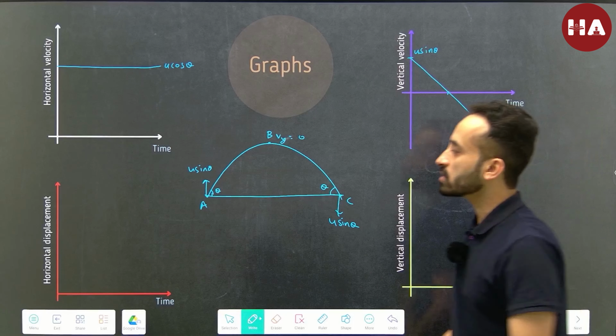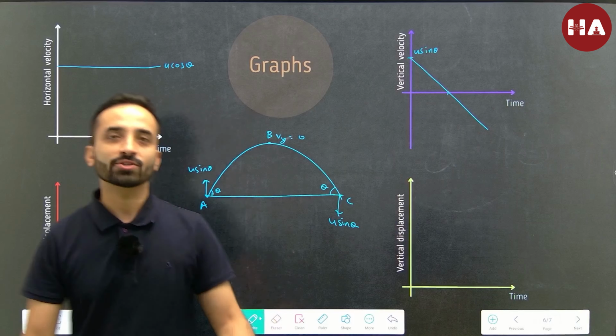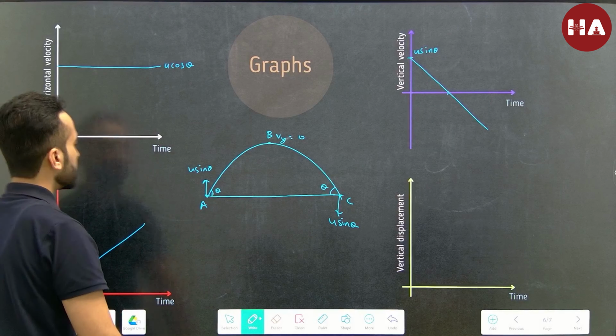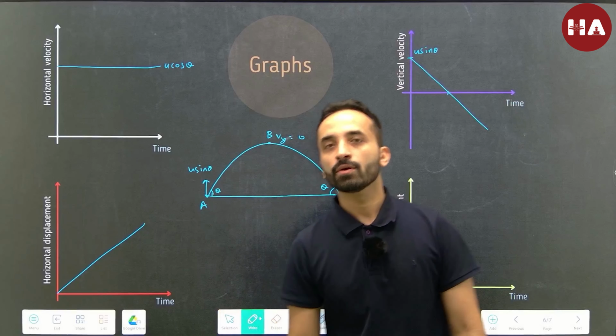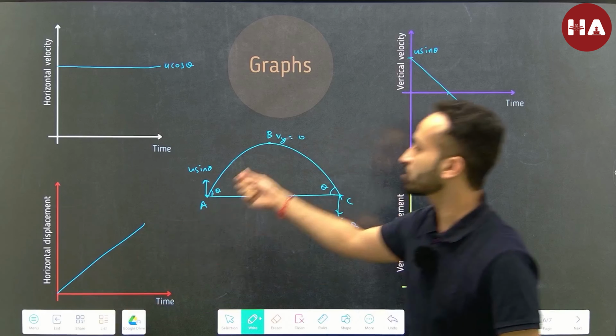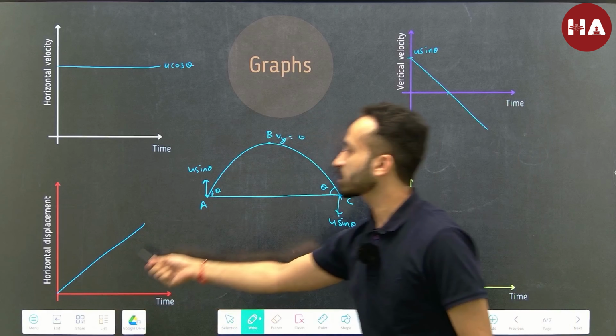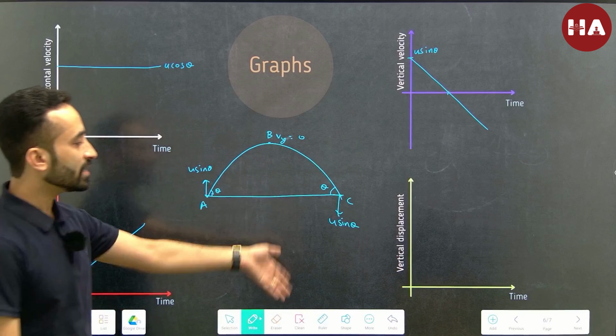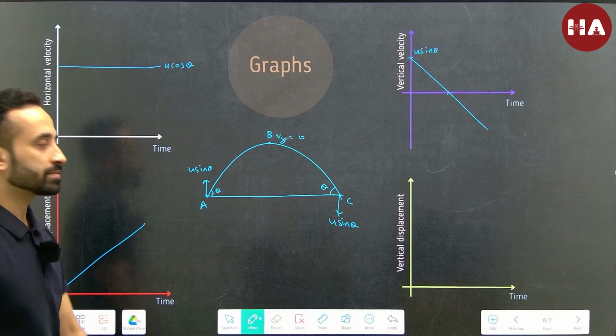Then is the horizontal displacement. So horizontal displacement is again going to be a linearly increasing graph. Why do I say so? Because horizontal velocity is constant, so the gradient is constant, so it is continuously increasing with a constant gradient. Then is the vertical displacement.